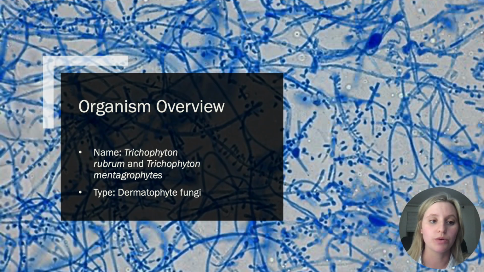So let's look at this organism overview. Trichophyton rubrum and Trichophyton mentagrophytes are types of fungi classified as dermatophytes, which means they infect keratinized tissues such as skin, hair, and nails. These fungi thrive in warm and moist environments, making them highly contagious in communal spaces. They have the ability to break down keratin, which allows them to invade and colonize human tissues, leading to infection.